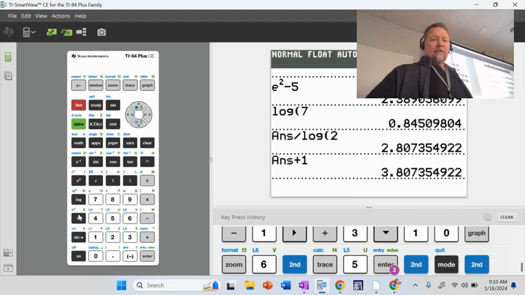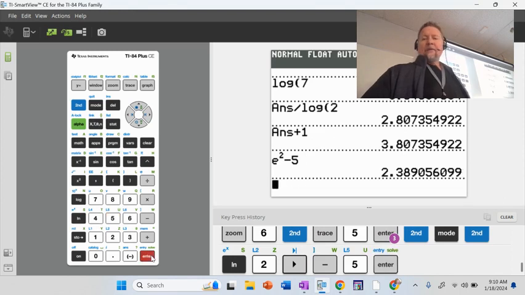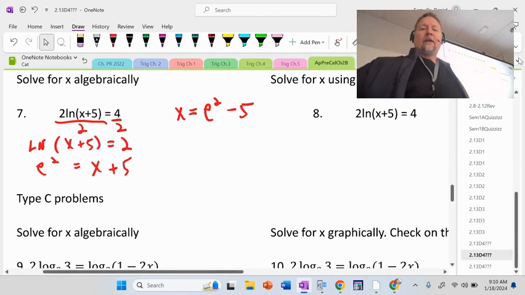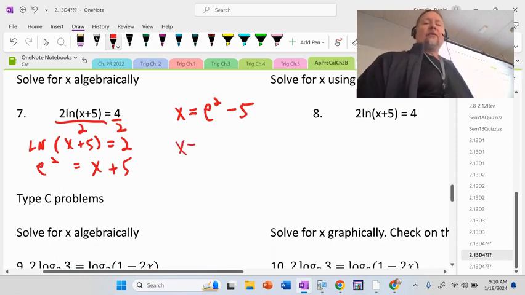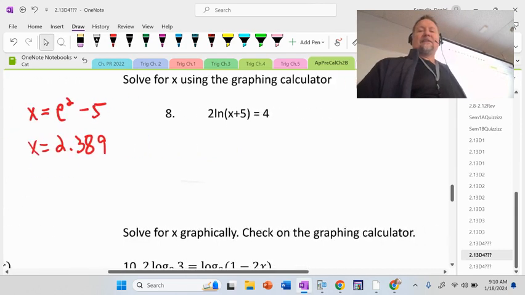The e to the power button's here, and it was e squared. Was it plus or minus 5? Minus 5? Good. Thank you. 2.389. So I need that to 2.389. Was it 389 or 839? 389. I want to do some dyslexia there.